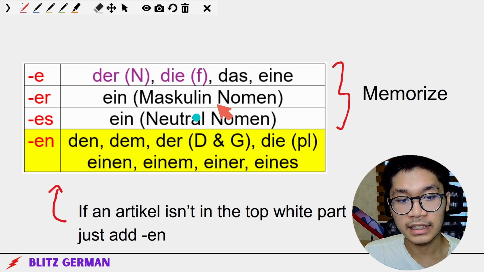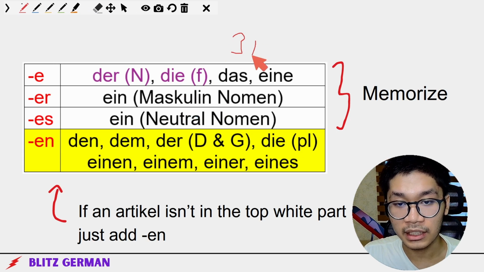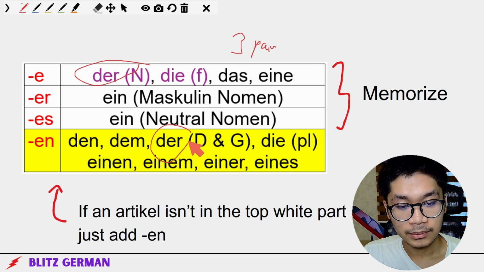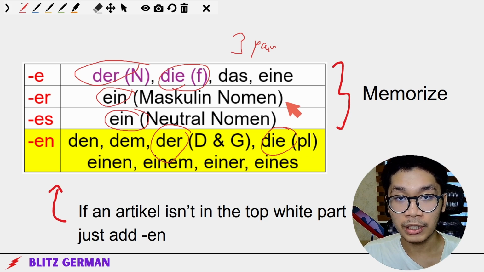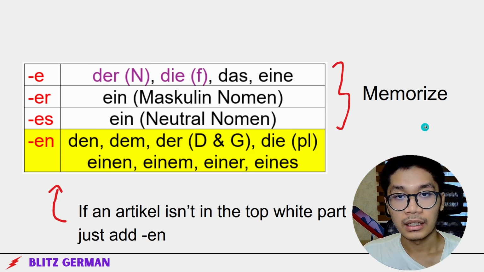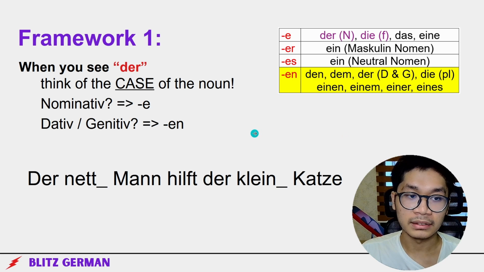You might notice that there are 3 pairs here that are the same. It's der, die, und ein. So I will give you a framework so that you can differentiate between them. Okay, now framework number 1, der.